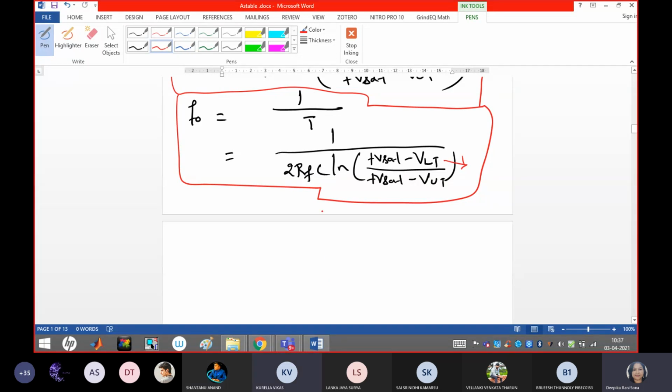What is VUT and LT, guys? Somebody please answer. Ma'am, V set into R2 by R1 plus R2. Very good. Thank you, because you are the only active student in my class. Thank you, Vikas. You only motivated me to take a few more minutes of class. Otherwise, I was almost going to finish it here itself.